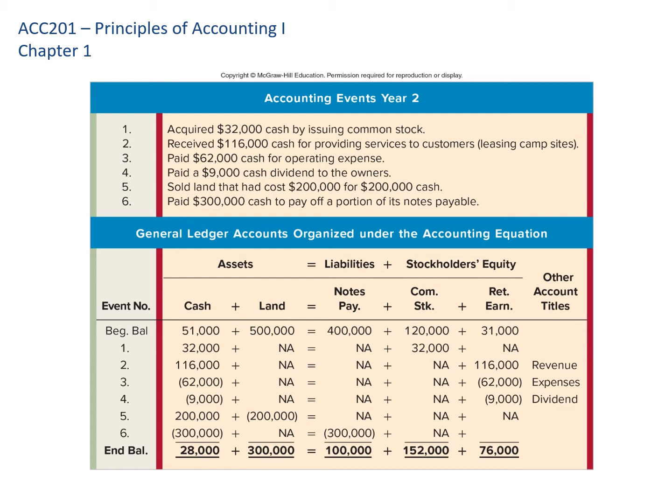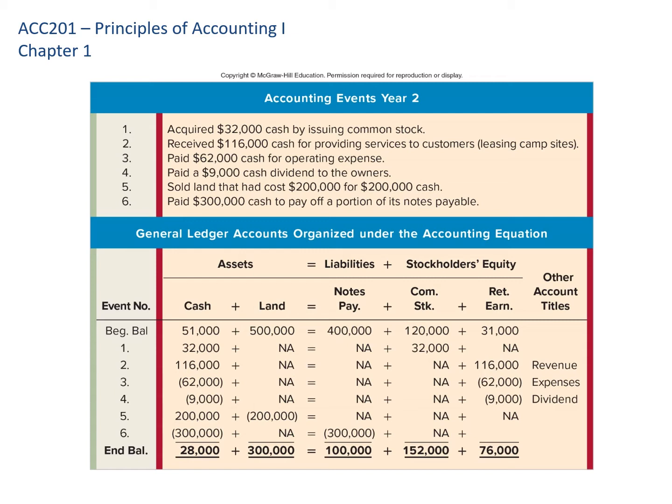We paid 9,000 cash dividend to owners, so cash again is leaving the business, so cash decreases and retained earnings decreases, not because it's an expense, but because we're sharing some of those earnings with the owners of the company. We're not retaining them in the business.